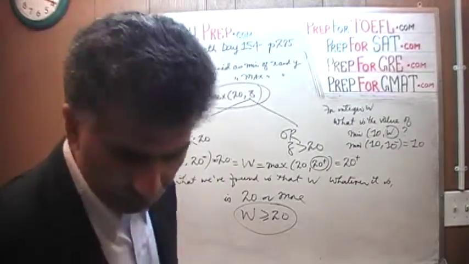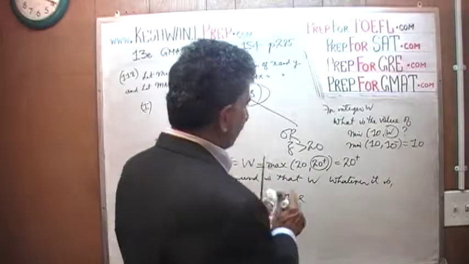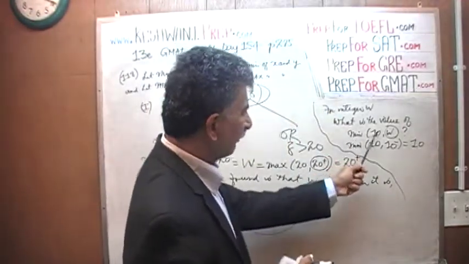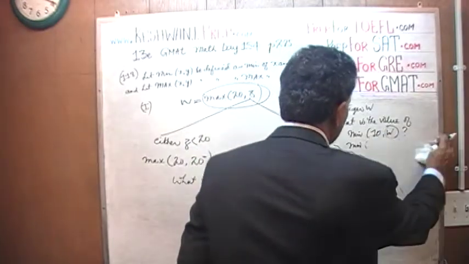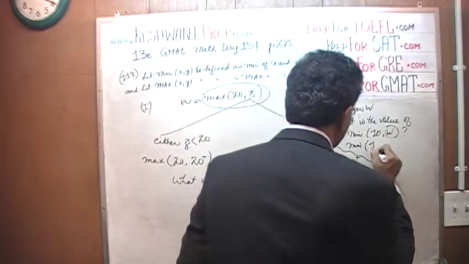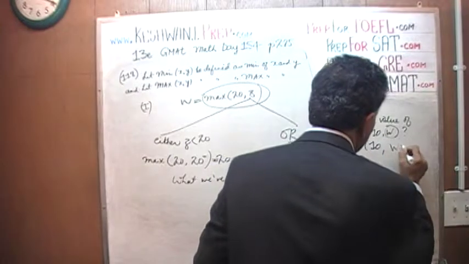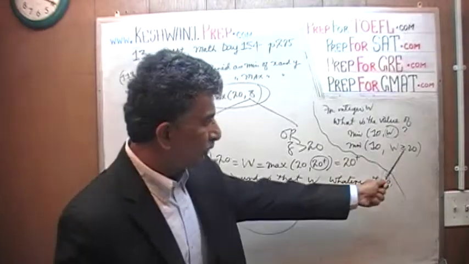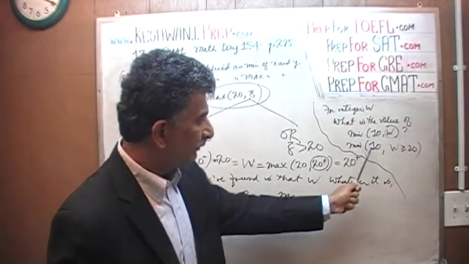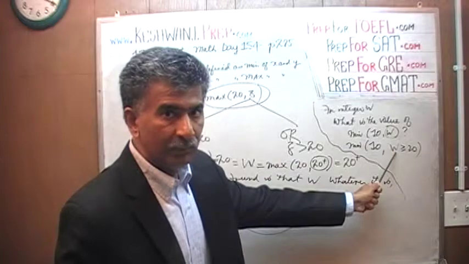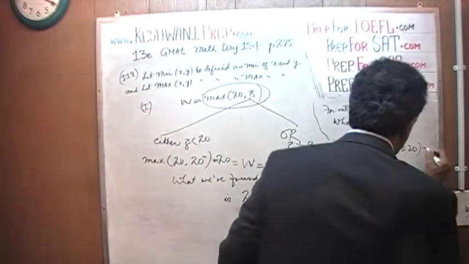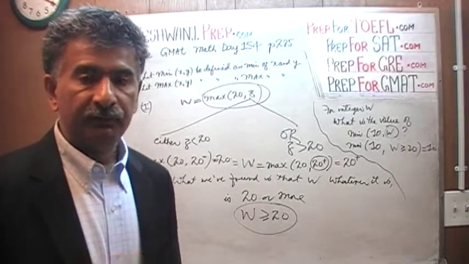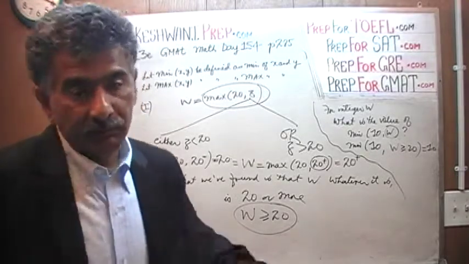Now let's see if we can answer the question. The question is, what is the minimum of 10 and w? We have just found out that w is equal to or greater than 20. If w is equal to or more than 20, then the minimum of 10 and something equal to or more than 20 is 10. We have answered the question. The answer is 10. The minimum value of 10 and something more than 20 is 10.